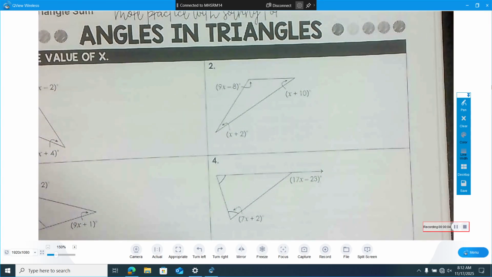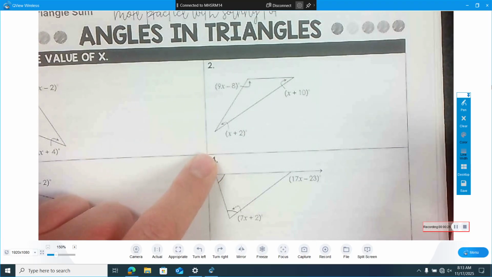Okay, so today we are doing more with the sum of the interior angles in a triangle and the exterior angle theorem. So just using those couple of things again. Let's look at number 2.